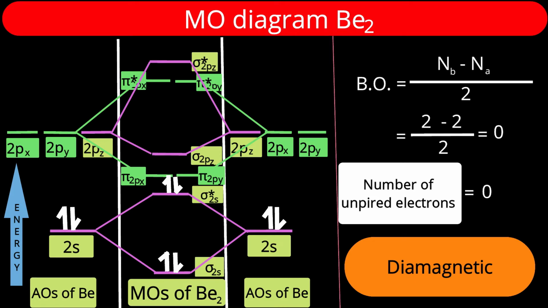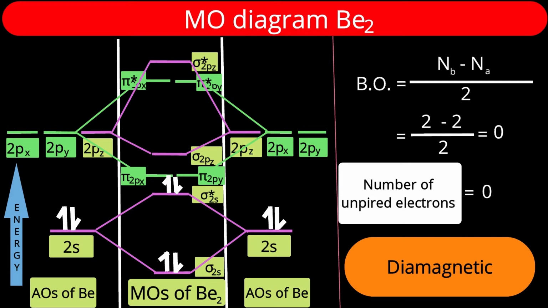If I have to talk about beryllium, its atomic number is 4. So electronic configuration is 1s2, 2s2, 2p0. The 1s orbital is an inner shell orbital. It is so in the case of each beryllium. So when two beryllium atoms come closer together, they do interact, they do overlap.